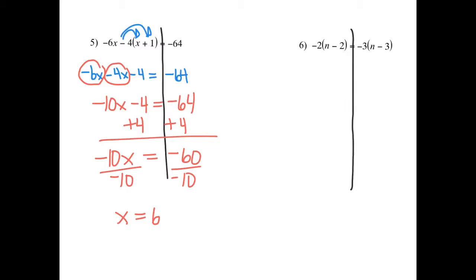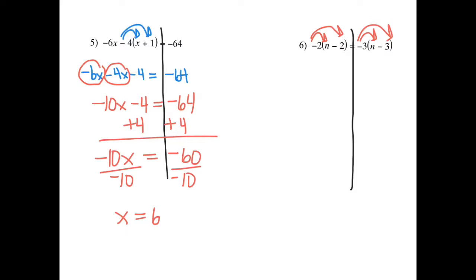Number 6 is a unique example because I have distribution taking place 2 times, on both sides of the equation. So I have to distribute on the left side and I have to distribute on the right. So I'm going to distribute first, and then I'll use the goal of trying to get all the variables on one side and all the constants on the other.